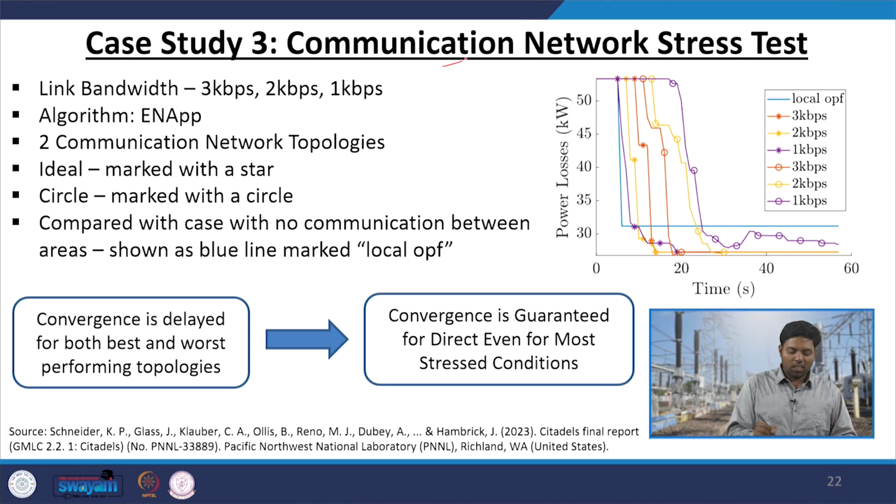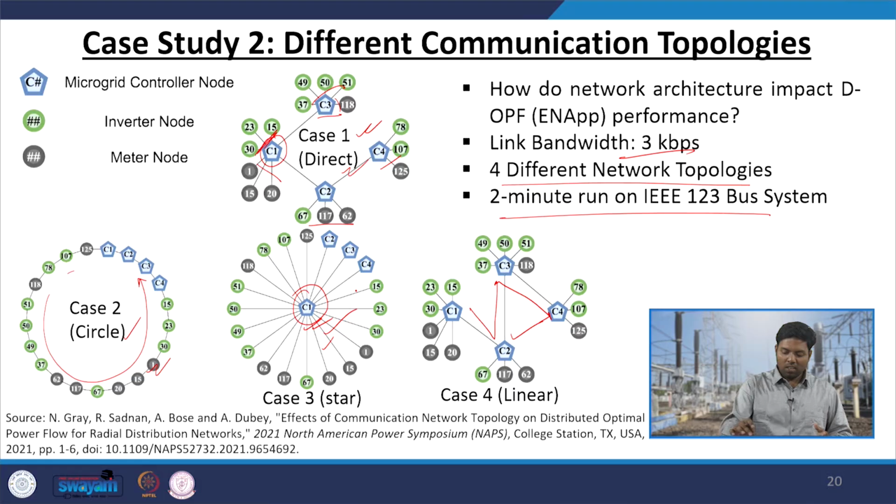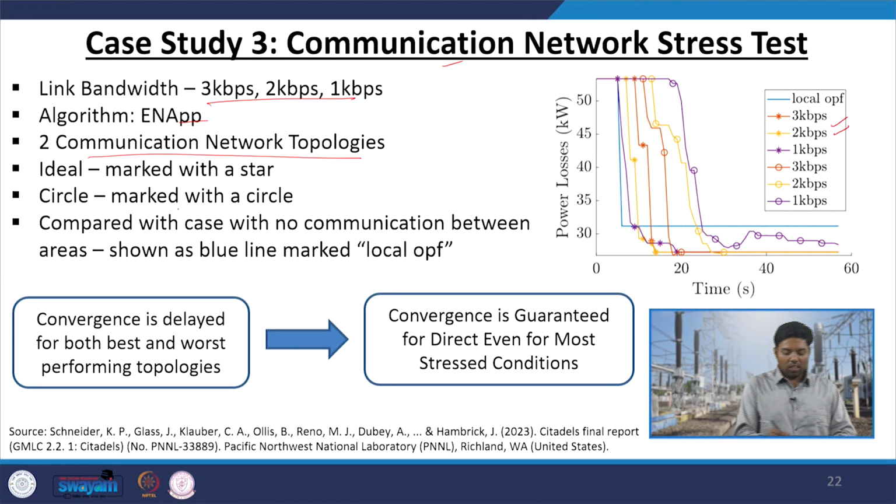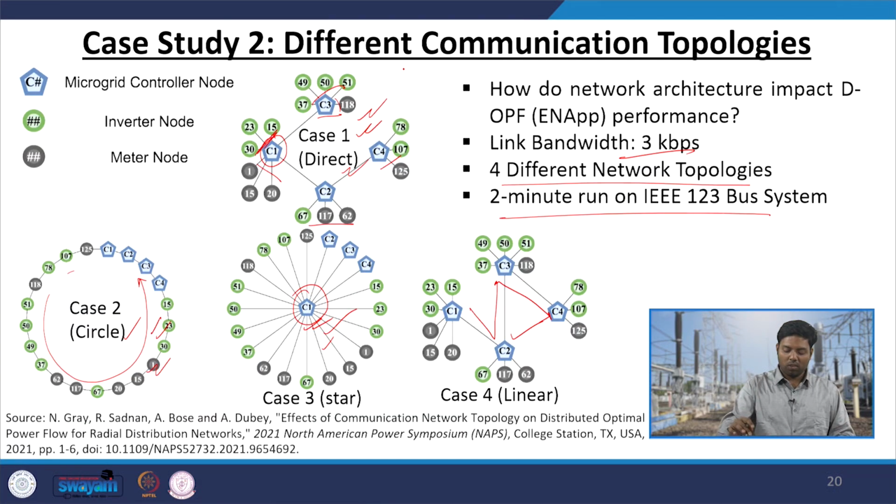Then communication stress, where we are reducing the communication data rate, that means the bandwidth, from 3 kbps to 2 kbps to 1 kbps with the NAP algorithm, and 2 communication network topologies, that is the star, this architecture, and the circular, this bad architecture. If you do it, the ideal is marked with the star and the circle is marked with the circle. So, you can see that compared with the case, this will be the ideal one. So, this is the direct one.